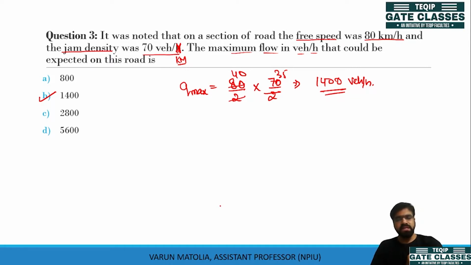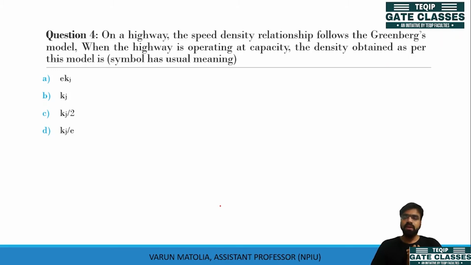Let us move on to the next question. Okay, I think this is a very important question, because Greenberg's model is not asked quite often in your GATE examination, but this model is very important, and the other model which we have studied along with Greenberg's model should also be covered by you. What does this question say? On a highway, the speed density relationship follows Greenberg's model. Okay, we are fine with this.